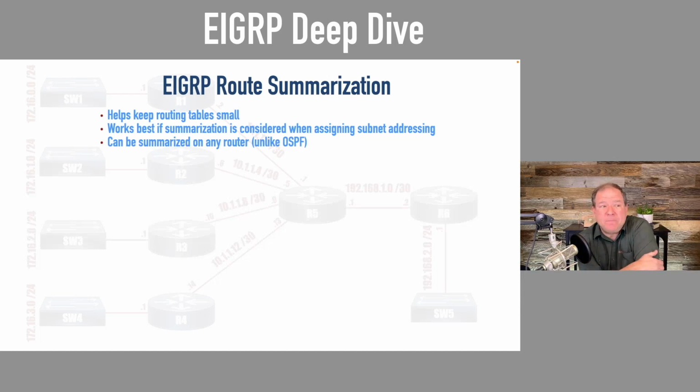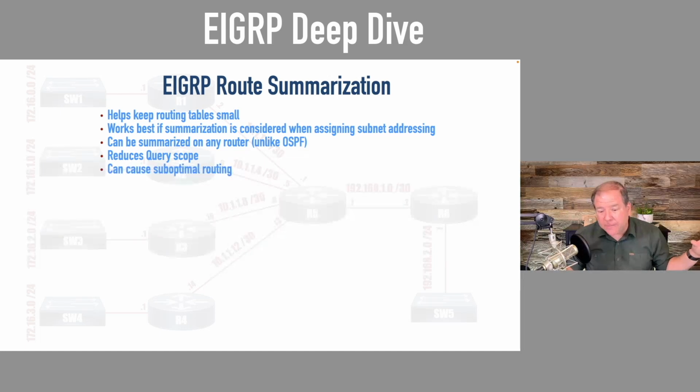But here's the cool thing. Remember OSPF? We can do route summarization only on an autonomous system boundary router and on an area border router, either one of those. Here, it can be done on any router. And in addition to reducing the size of the routing table, it's going to reduce the scope of those queries that are sent out. They're not going to be sent out as far. That's going to help with our processing on our routers.